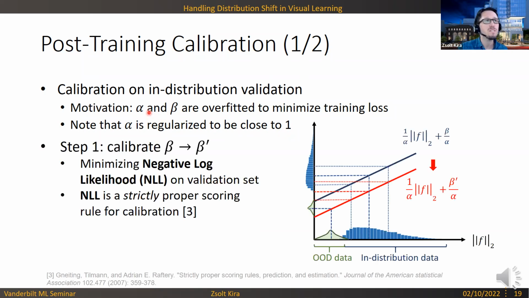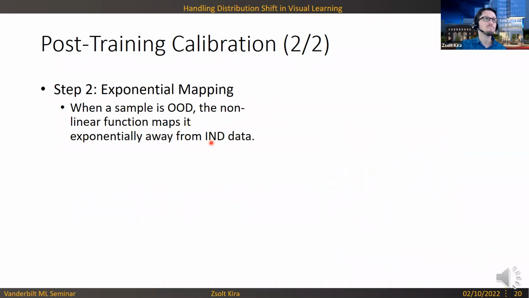And specifically what we do is minimize the negative log likelihood on the validation set. So this goes from beta to beta prime, and similarly, you can do it from alpha to alpha prime if you want. It is just a post-training calibration procedure that you only do once on the validation set.